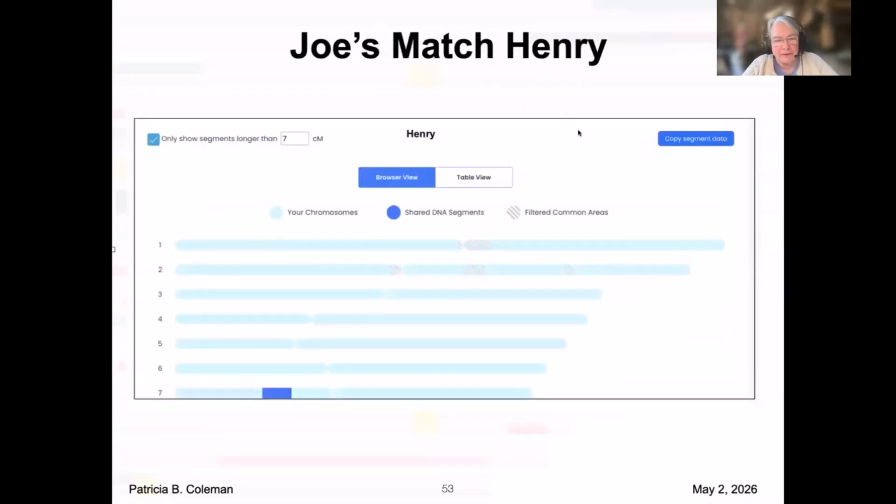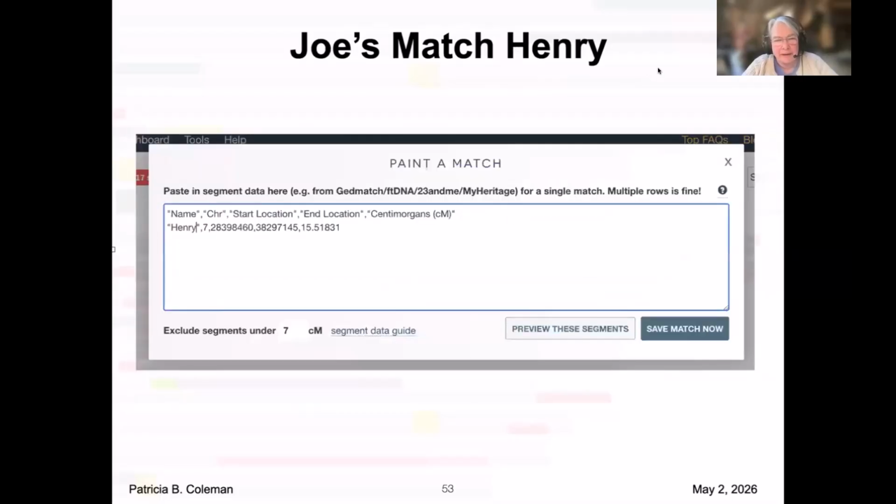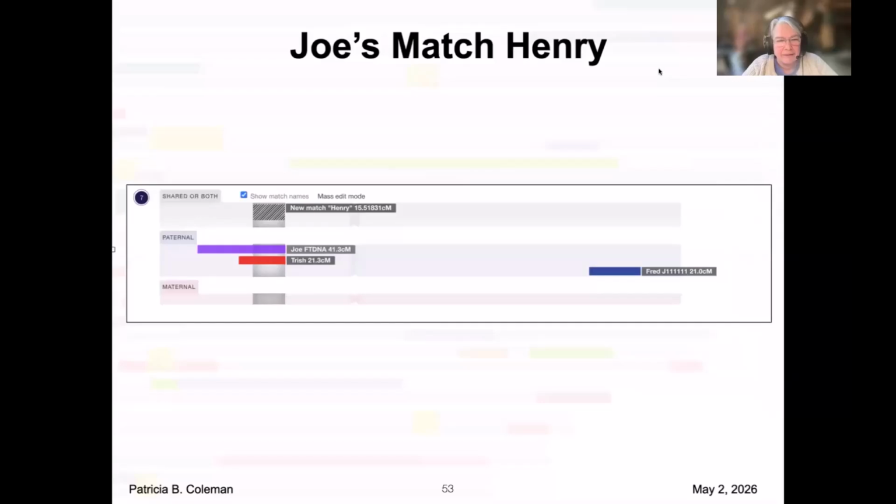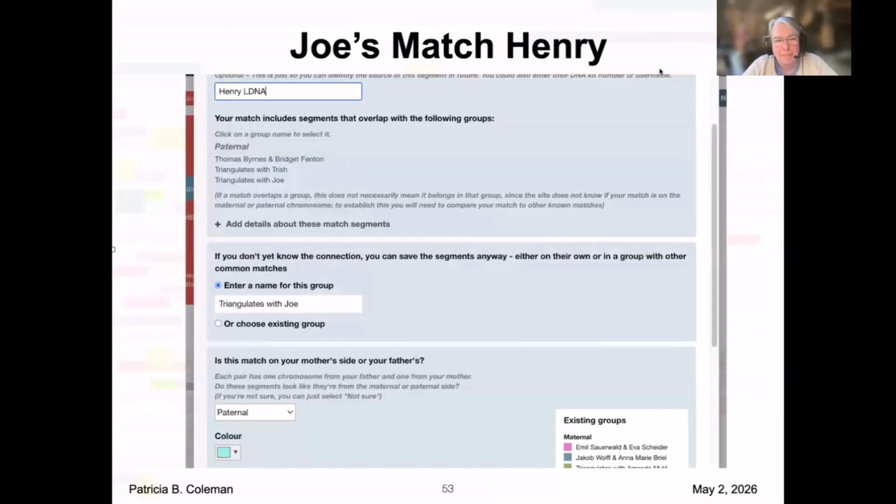So we're going to look at his match Henry, and he has a segment on chromosome 7. And we're going to paint Henry's match. And we previewed it, and there it is. And he lines up with Joe. And Henry from Living DNA. And I'm going to name it Triangulates with Joe, because Joe and Henry are both on Living DNA.